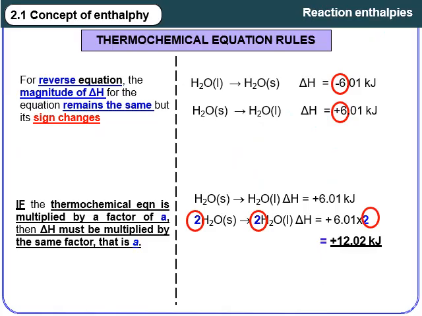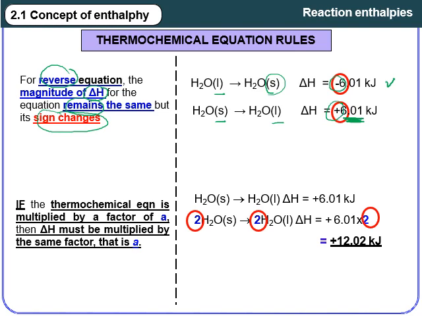Let's look at a more concrete example. For the reverse equation, the magnitude of delta H will remain the same, but the sign will be changed. For example, liquid H2O, which is water, when converted to ice, which is in solid form, will release 6.01 kilojoule. But the other way around, solid H2O, which is ice, melting to form liquid H2O, water, the magnitude of the delta H is still the same, 6.01, but the sign will be different because one reaction releases energy, while the other way around absorbs energy.